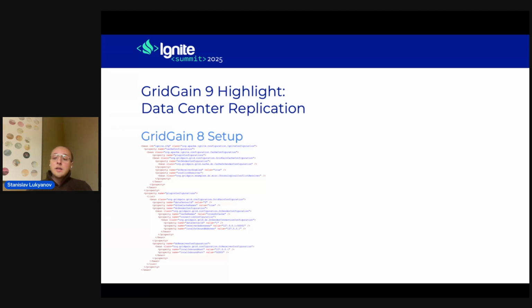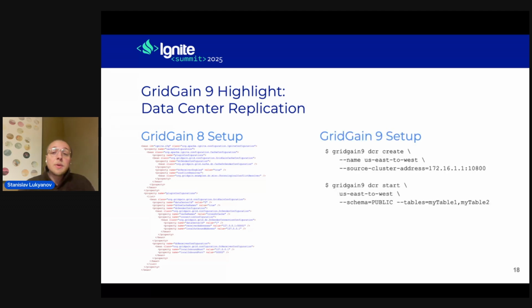In GridGain 9, you configure data center replication with just 2 commands. All you need is you need to create the replication entity, which is basically just a link connecting 2 clusters. And then you just start your replication, specify which tables you want to replicate using that link that you have created. And the framework will do everything in the background.